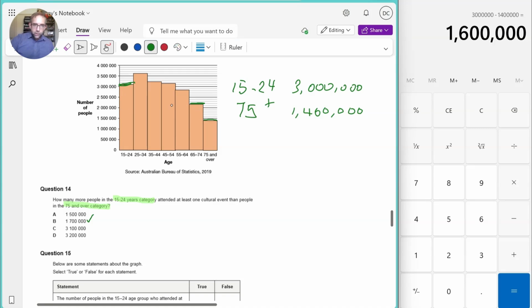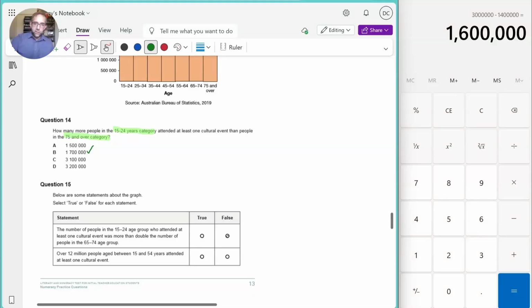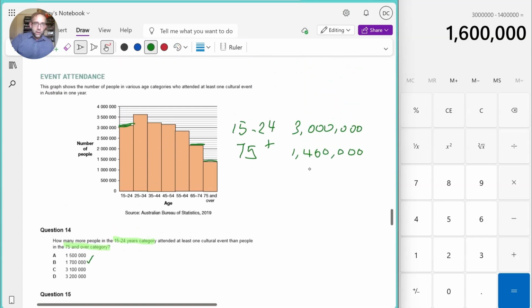65 to 74 looks like it's about 2,300,000. And if we did 2,300,000 times 2, we're getting like into the 4 millions here. So either visually or using some estimating, we can tell that that one is false, okay? And then second statement, over 12 million people aged between 15 and 54 attended at least one cultural event. So let's have a look here.